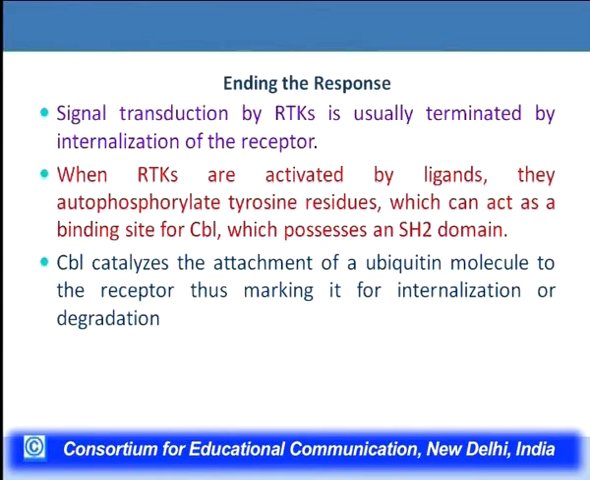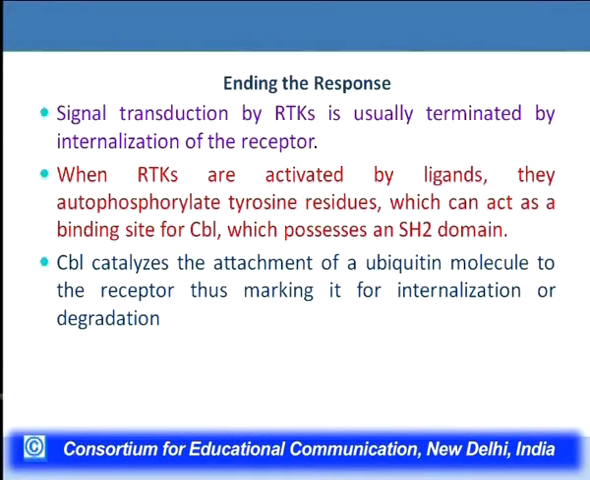Now, what exactly happens once the signal has passed, once the external signal which activates the receptor is not there? As we have already seen, if RTK is functional throughout, that means if there is no stopping the activity of the RTK, then it will lead to uncontrolled proliferation of the cell, which will lead to cancer, which is cells with uncontrolled division and growth. So that is basically cancer.